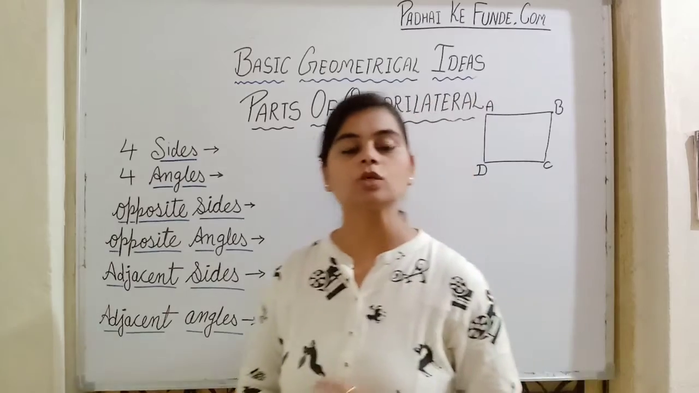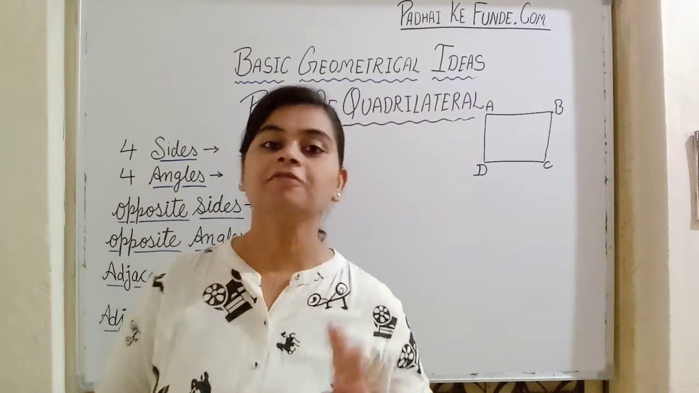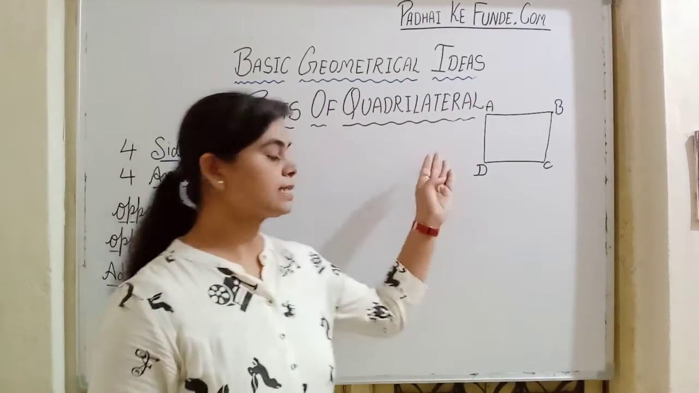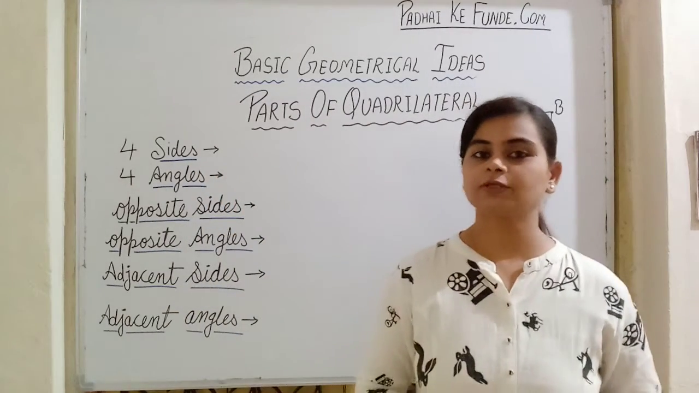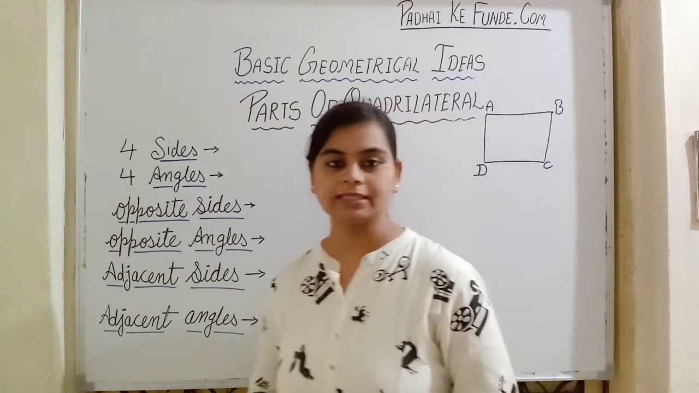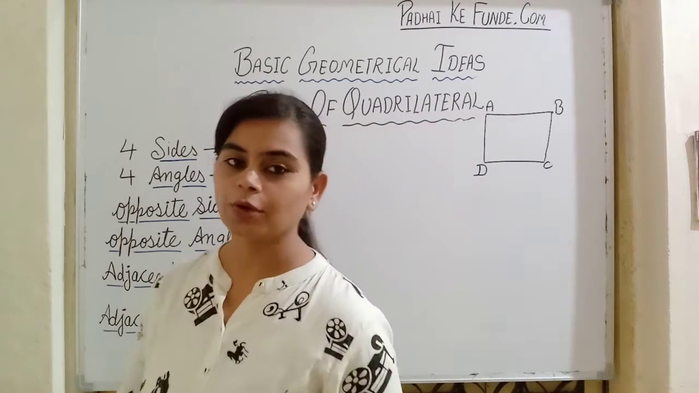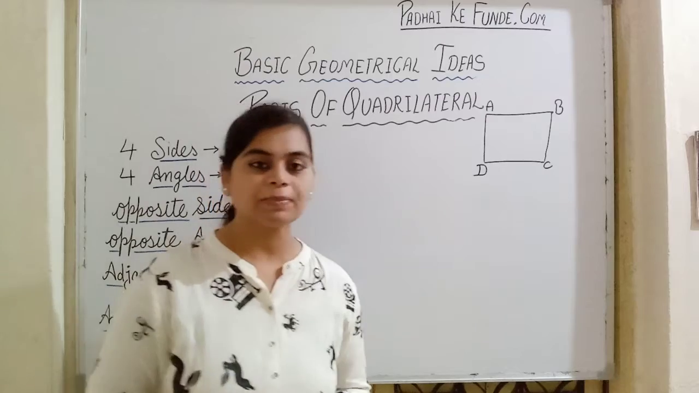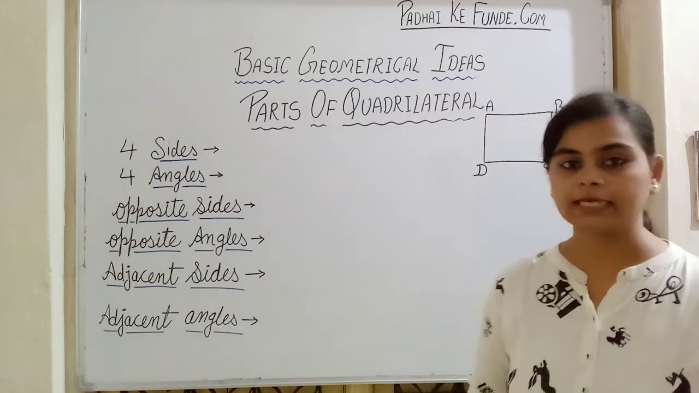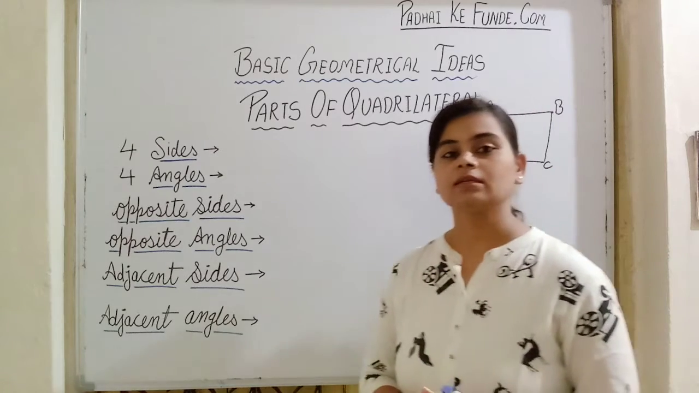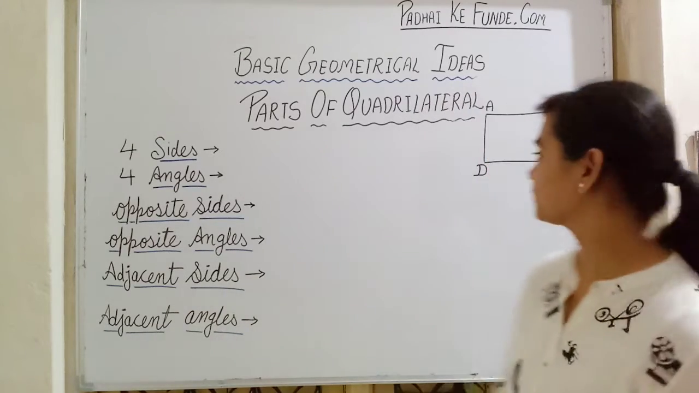Quadrilateral, that is a closed figure having four sides. As you can see, I have drawn a quadrilateral here. Various types of quadrilaterals are square, rectangle, parallelogram, rhombus, kite, trapezium, etc. As these all are made up of four sides only, they are the types of quadrilateral.